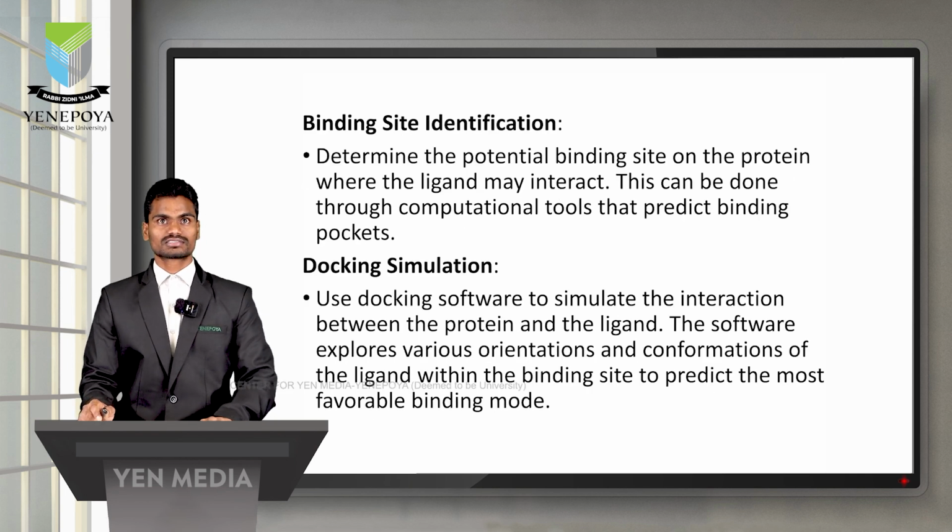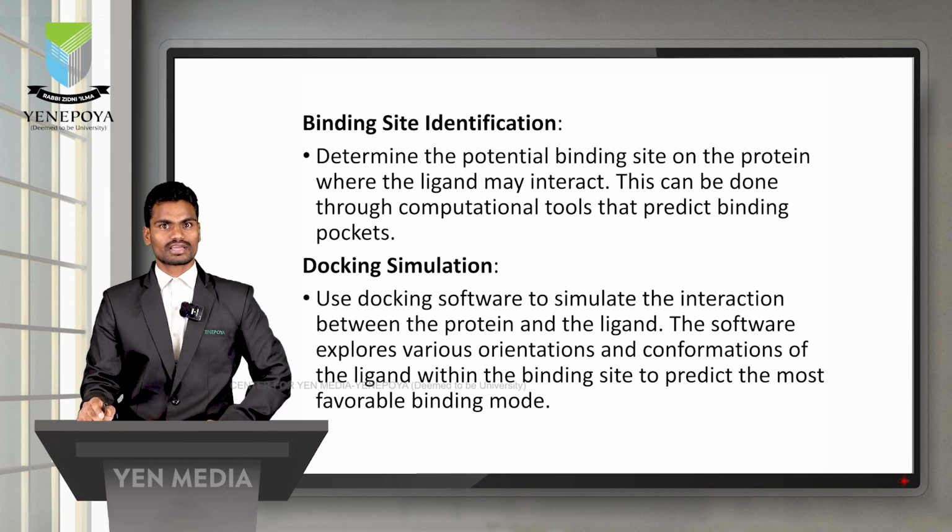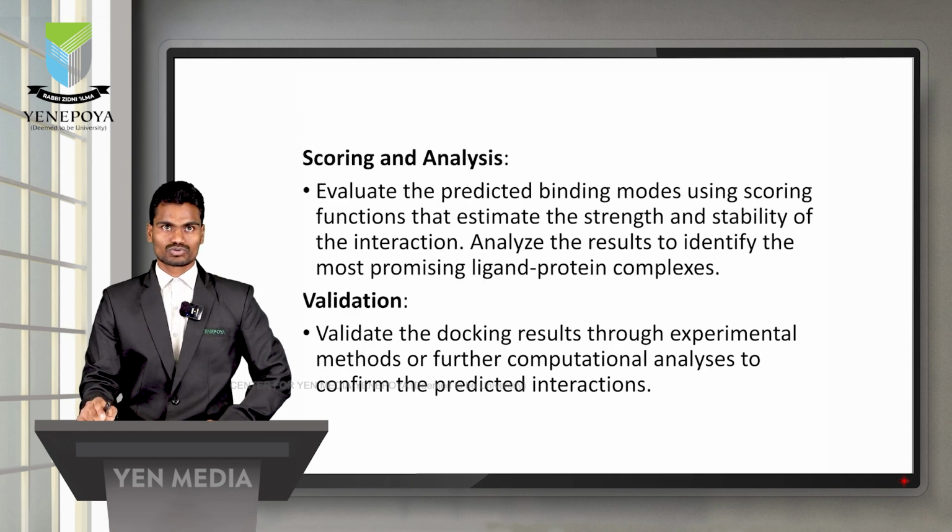After that, binding site identification is another step involved in docking, where we determine the potential binding site on the protein where the ligand may interact. This can be done through computational tools that predict the binding pockets. And after that, docking simulation. By using any software tool, we go for docking simulation, where we simulate the actual biological interaction between protein and ligand. The software explores various orientations and conformations of the ligand within the binding site to predict the most favorable binding mode. Then, scoring and analysis.